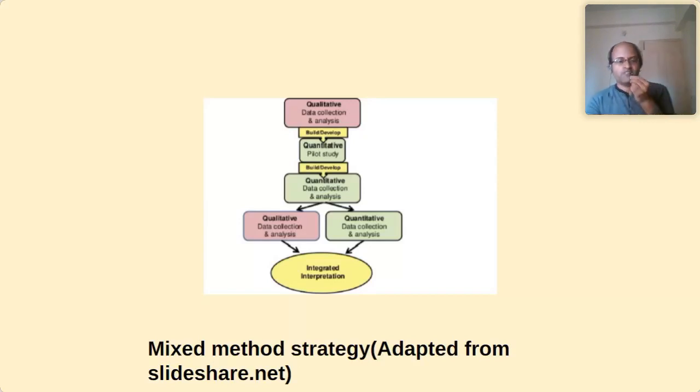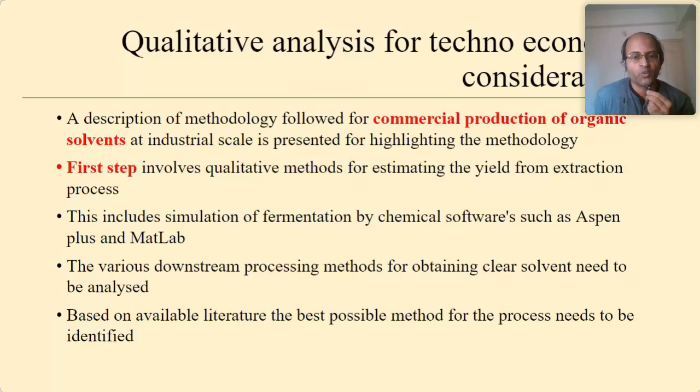Now, having said that, I will be providing you an example of how exactly we go about and do this and what is the method of doing it. So here, one particular aspect that would be covered is the techno-economic considerations for commercial production of organic solvents. So when we want to produce organic solvents at a large scale, we need to have different steps.